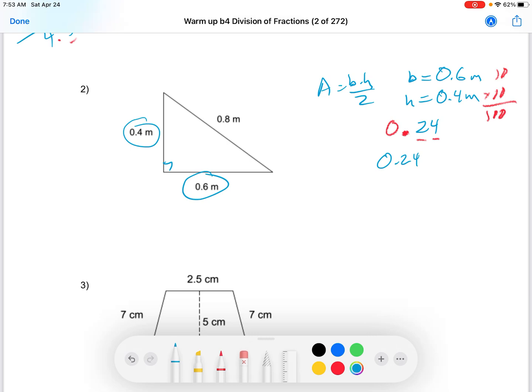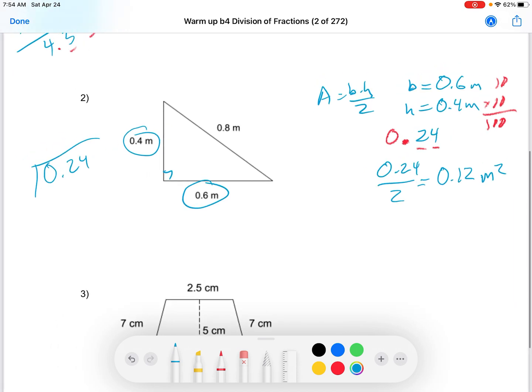I also forgot to divide by 2, right? What's half of 0.24? Oh, that one works out kind of slick today. Half of 24 is 12, so 12 square meters. If you were thinking, man, I didn't see that, Mr. Crone, you know what? You could do it separately, and you would still get that, right?